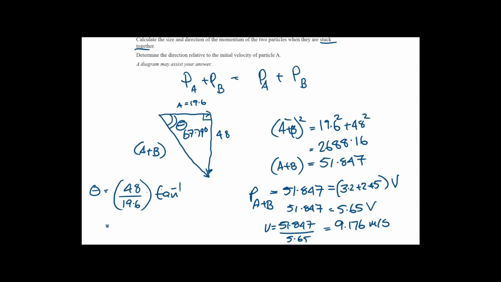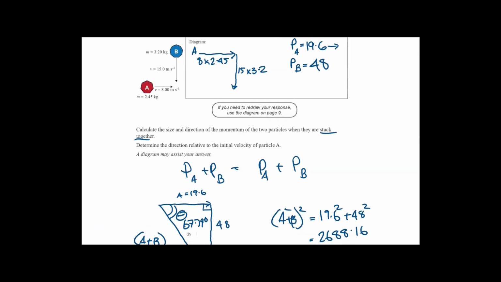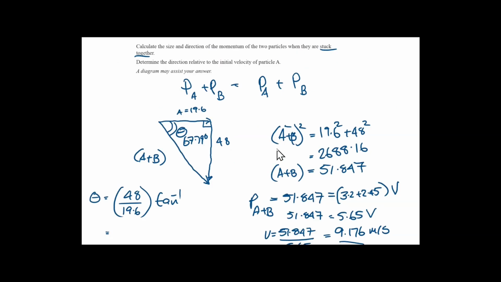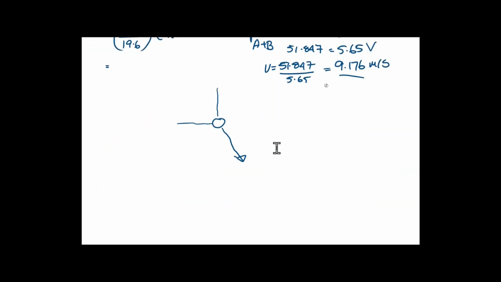After these two particles hit, one is going along like this. The other one is going on like this. They hit, they stick together, and they move off in that direction there at a rate of 9.176 meters per second. And this angle is 67.79 degrees. So we know everything we need to know about those two particles.